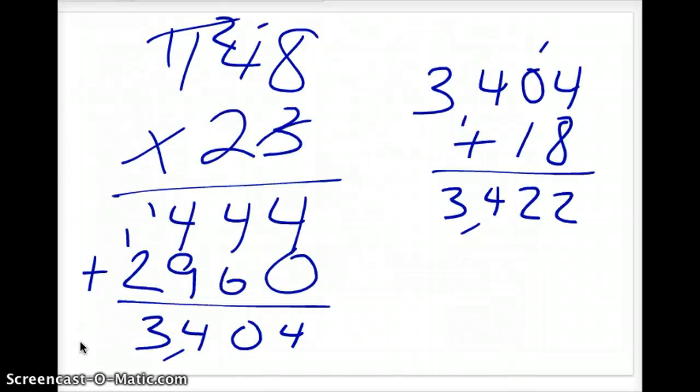If I wanted to check, I could do 148 times 23 and then add your remainder of 18. When you check, you go through and multiply each step, don't forget, and then you add back your remainder. And so the answer is 3,422. So we got it correct.